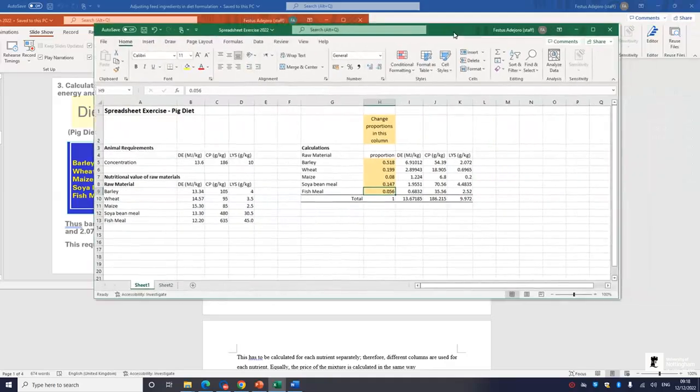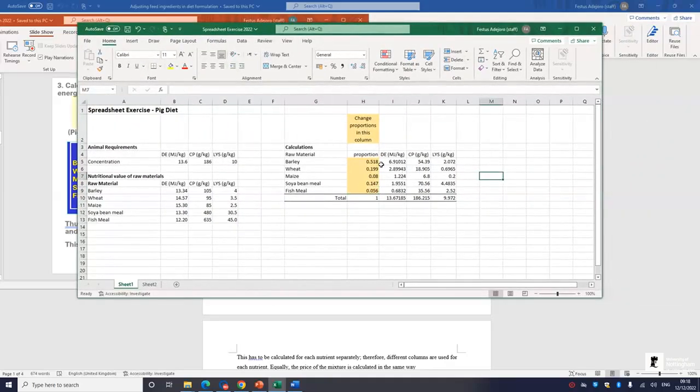So what you see here basically is that in total, to supply 13.6 or 13.7 megajoule digestible energy, barley inclusion is almost more than 50% of the diet. Barley is supplying 6.9 megajoule of energy, whereas wheat is supplying about 2.9, and the other ingredients are minor inclusions in terms of energy.